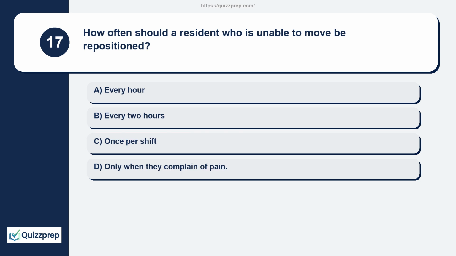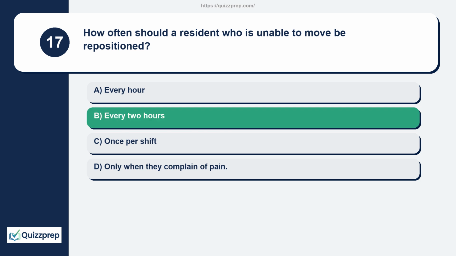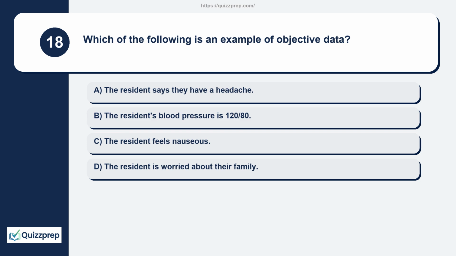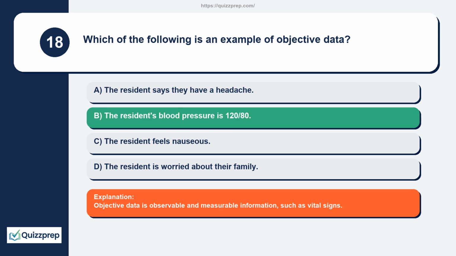Question 17. How often should a resident who is unable to move be repositioned? Every hour, every 2 hours, once per shift, only when they complain of pain. To prevent pressure ulcers, immobile residents should be repositioned at least every 2 hours. Question 18. Which of the following is an example of objective data? The resident says they have a headache. The resident's blood pressure is 120/80. The resident feels nauseous. The resident is worried about their family. Objective data is observable and measurable information, such as vital signs.